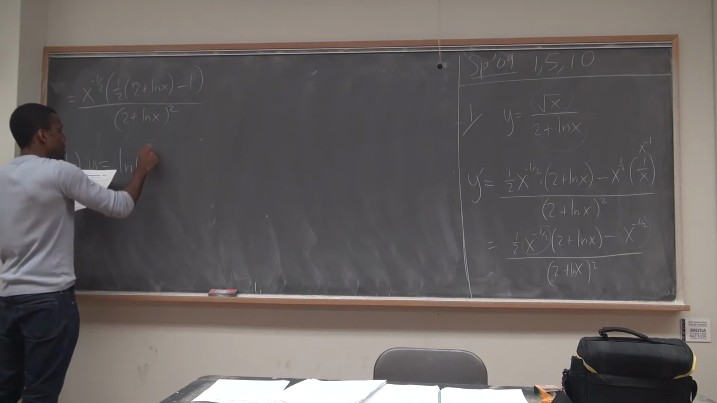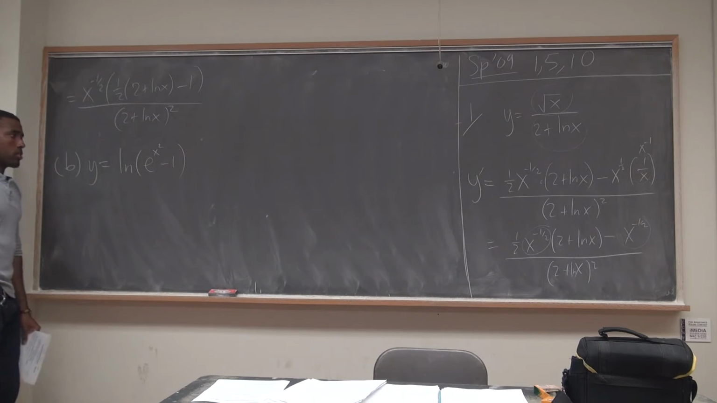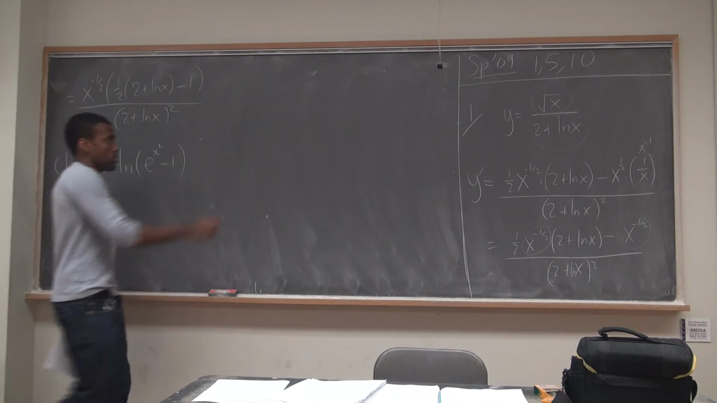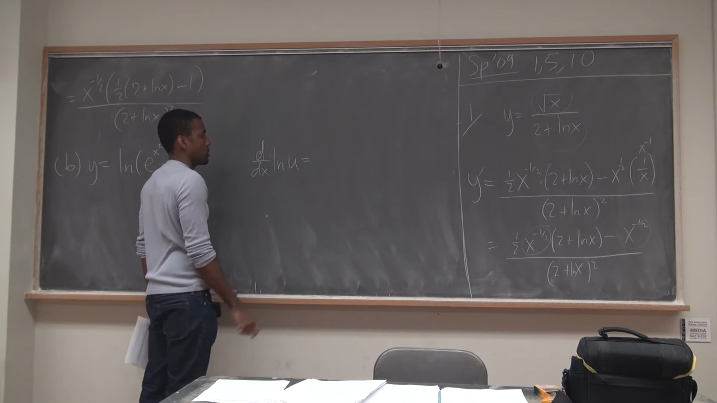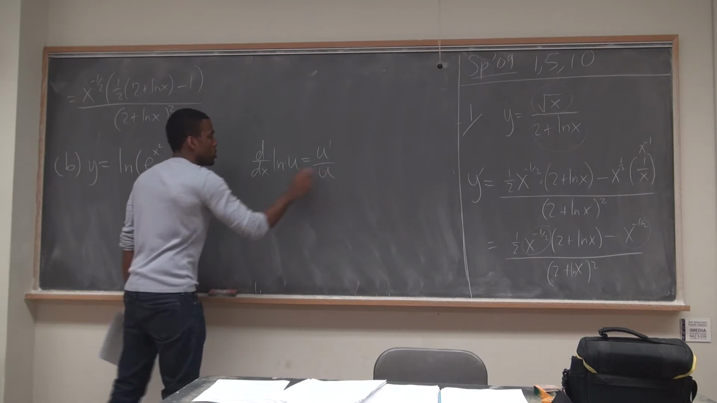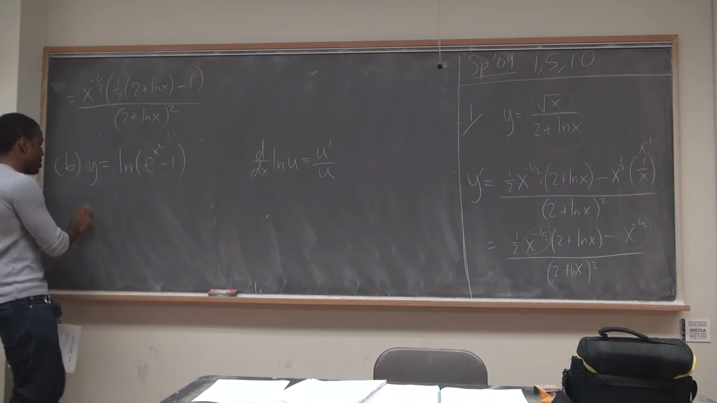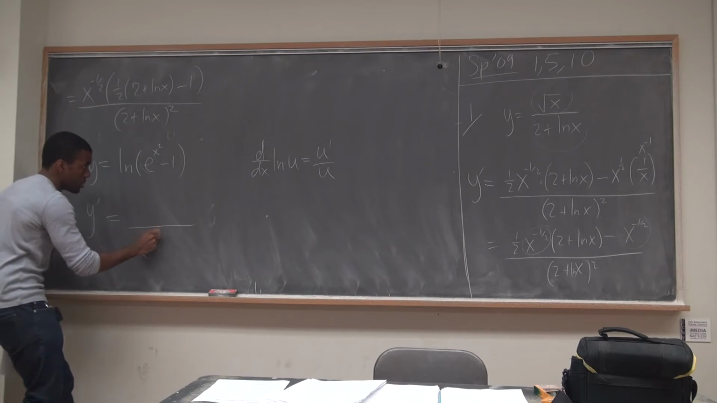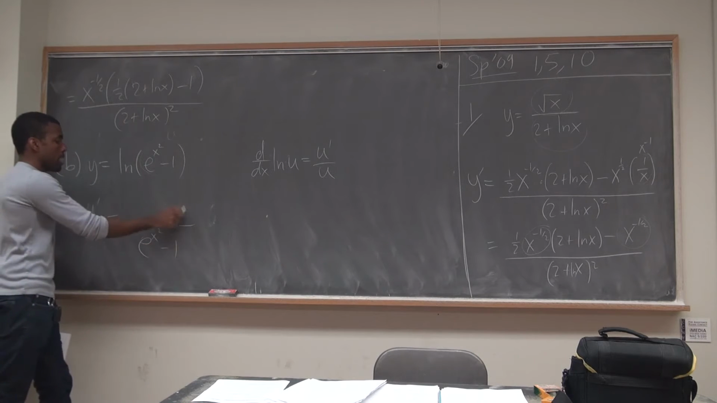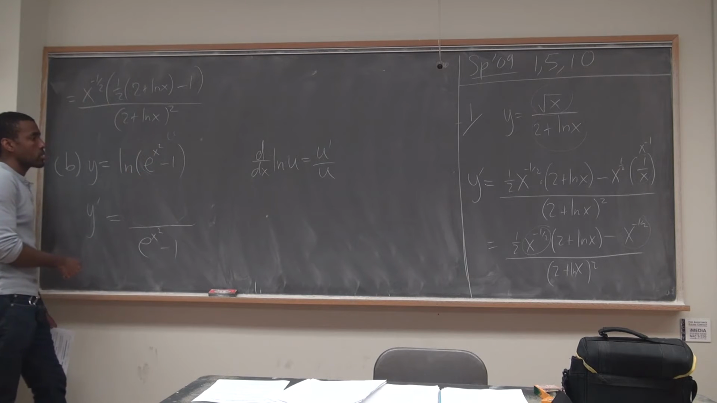ln of e to the x squared minus 1. First question, you ask yourself, what rule do I use? What rule should I be using here? Right. The derivative of ln u is u prime over u. u is just what's inside the ln, which is this guy. That's our u. So now the derivative is going to be that thing that's here. I'm just going to put it on the bottom. You just copy it. On the top, I need to put the derivative of this guy. What's the derivative of e to the x squared? 2x e to the x squared.